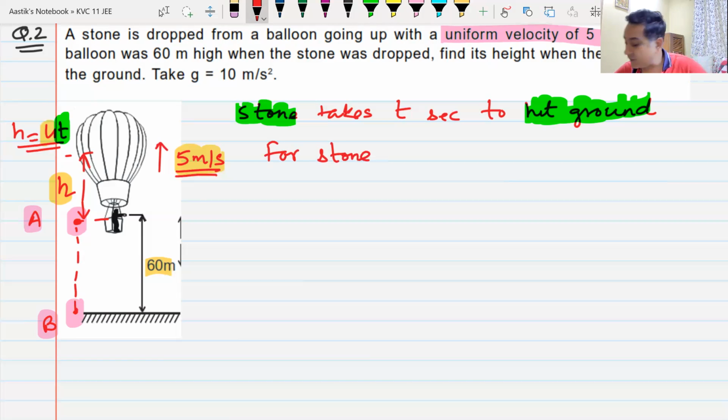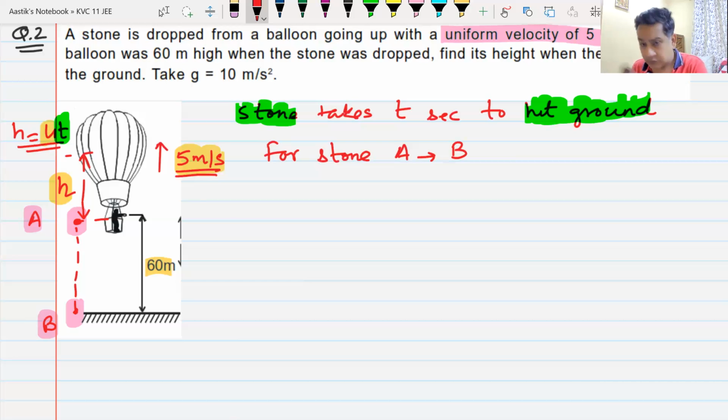For the stone, if I have to make the equation from A to B to get the time, which equation should I use? Second equation, sir. Well done. Okay, so tell me what is the second equation? Delta R is equal to UT plus 1 by 2 AT square. Very good. Tell me what is this delta R equal to?